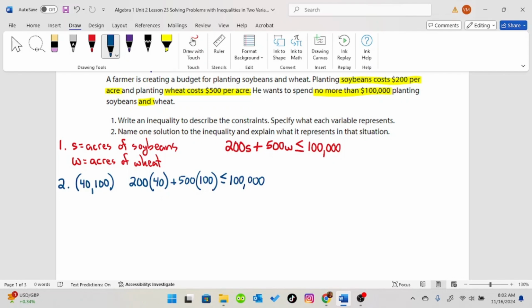$200 times 40 becomes 8,000. 500 times 100 becomes 50,000. And 8,000 plus 50,000 becomes 58,000.